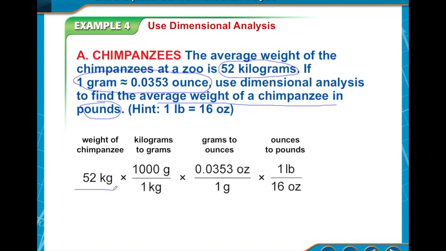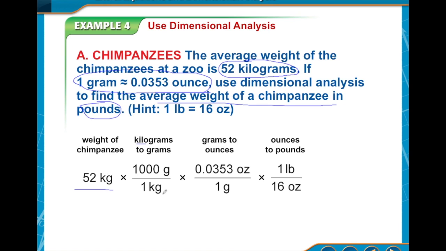We know kilo means 1,000. So 1,000 regular grams is the same as 1 kilogram. This is 1,000 times bigger, so it's equal to 1,000 smaller grams. So 52 kilograms times 1,000 grams over 1 kilogram. That would allow us to go from kilograms to grams. We multiply by 1,000. Notice the units.